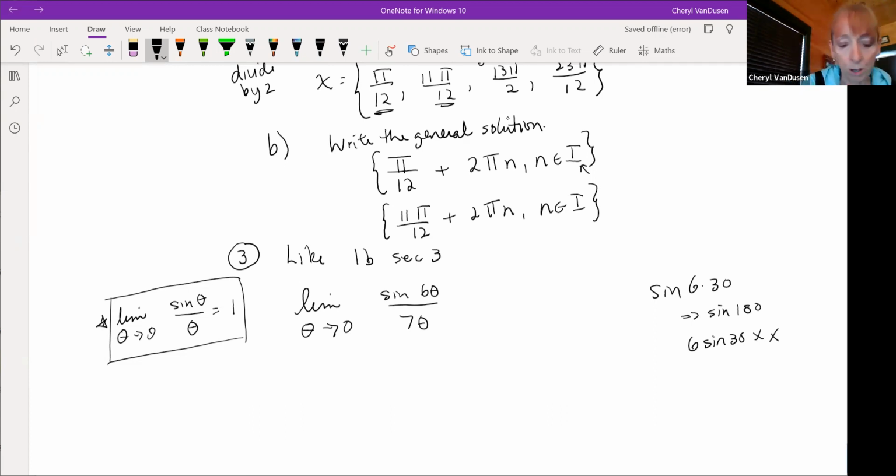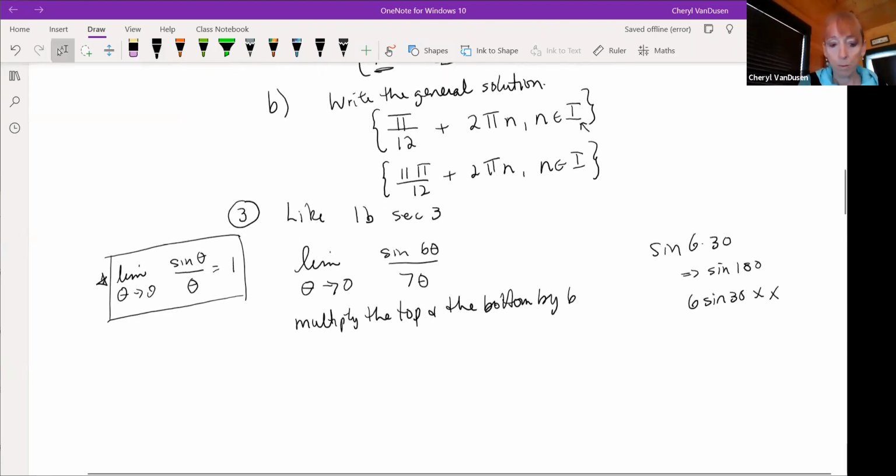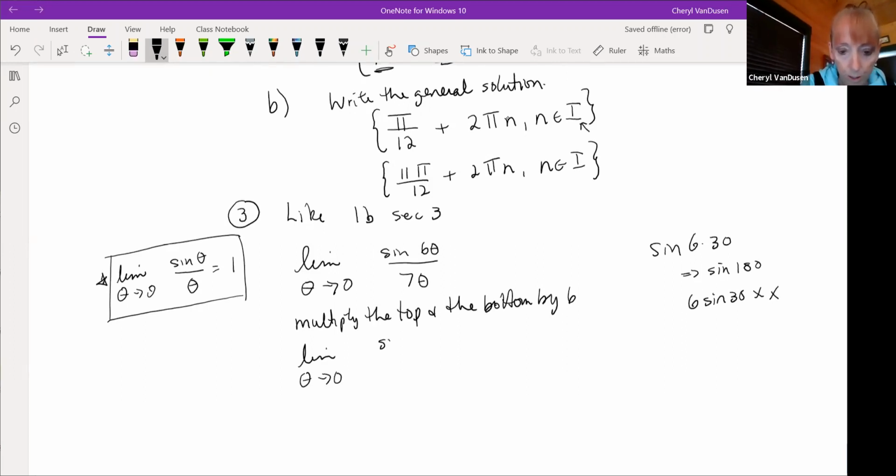So here's how we're going to be crafty. We're going to multiply the top and the bottom by 6. We're going to manipulate it into looking like we want it to look. So it's going to be the limit as theta goes to 0 of sine of 6 theta times 6. I'm just going to put it out front, but it's okay. And then 7 theta, like that, times 6.